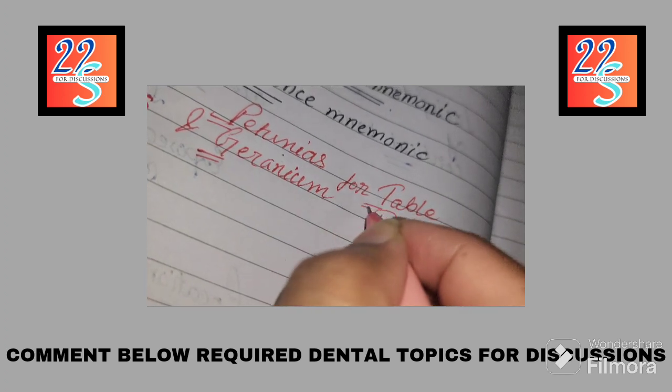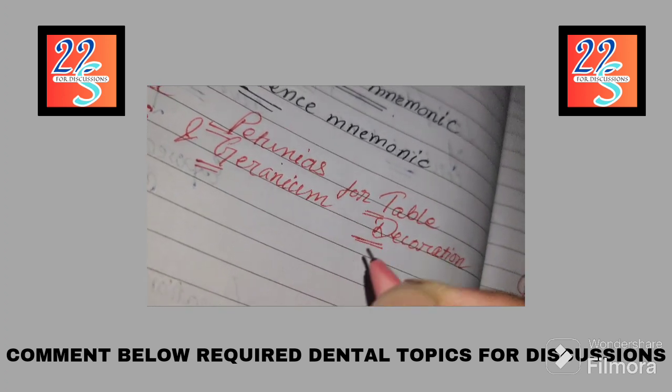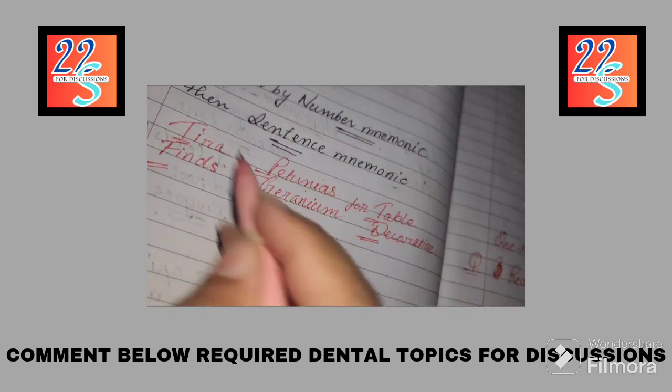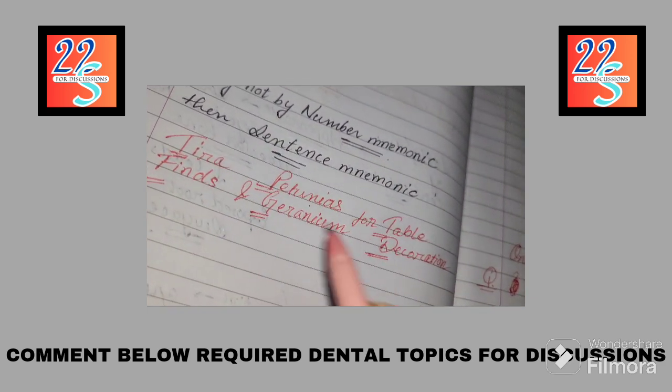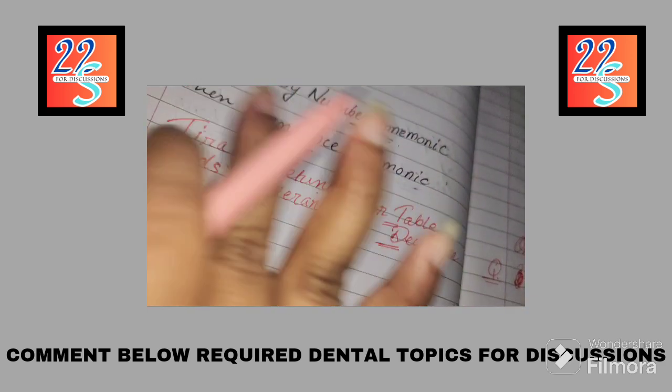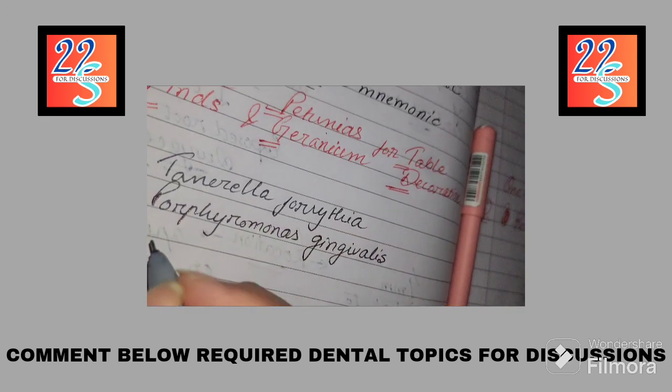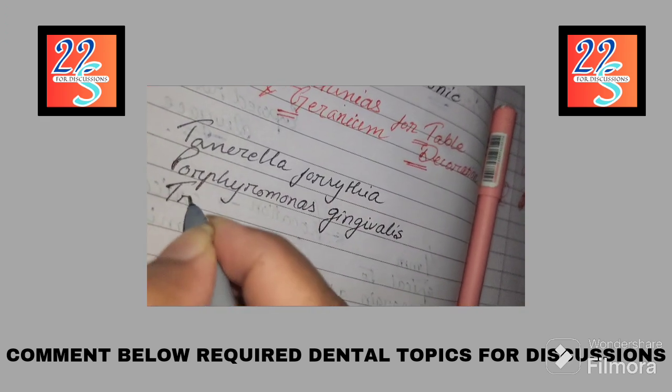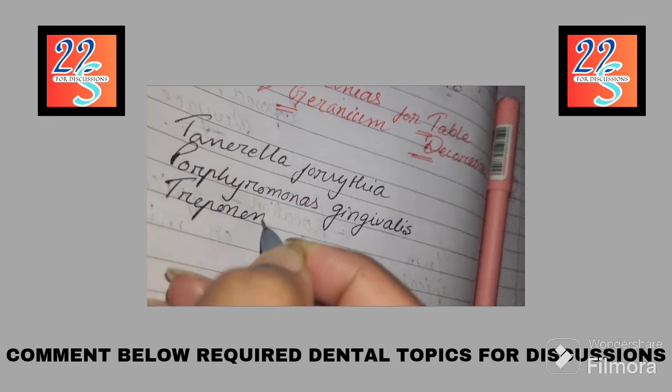Table decoration. T and D. So T and F for Tannerella forsythia, P and G for Porphyromonas gingivalis, and table decoration, the T and D, for Treponema denticola.